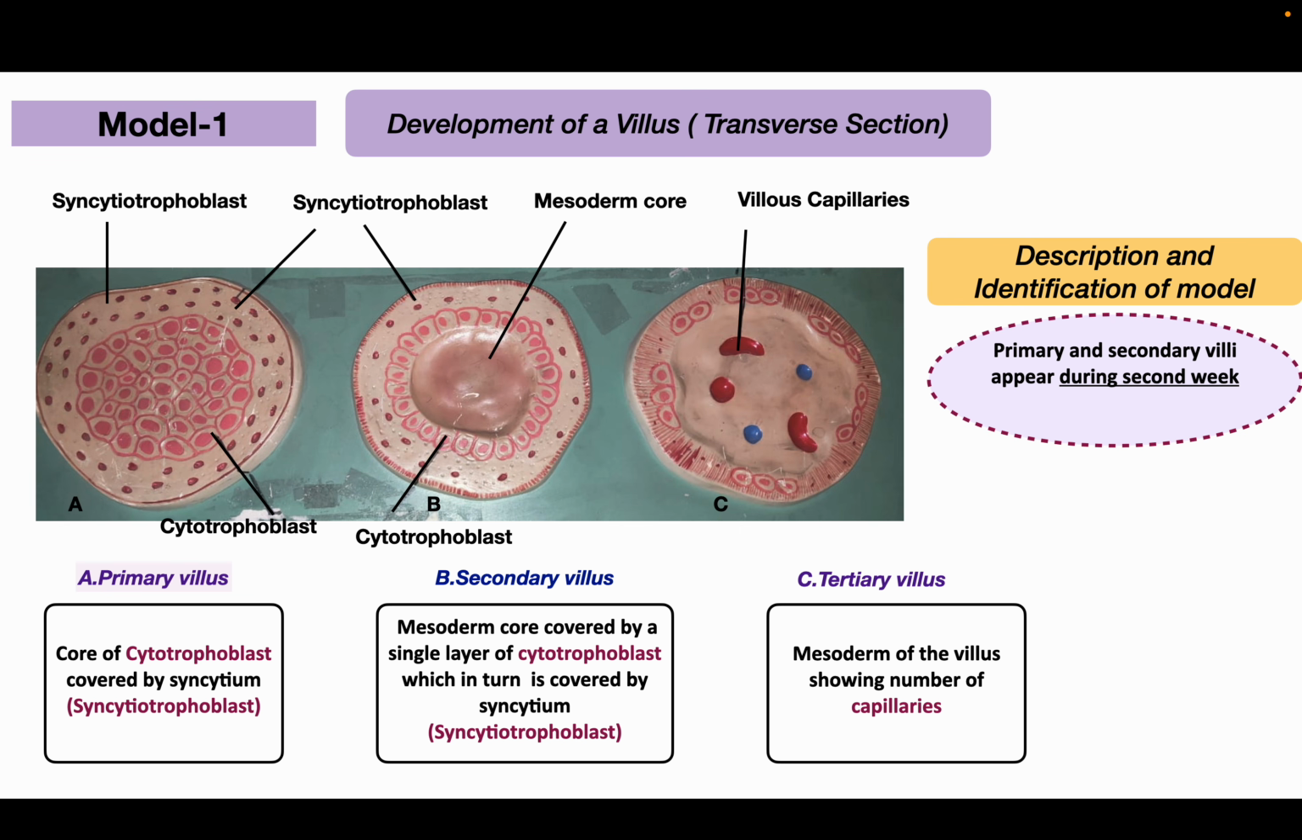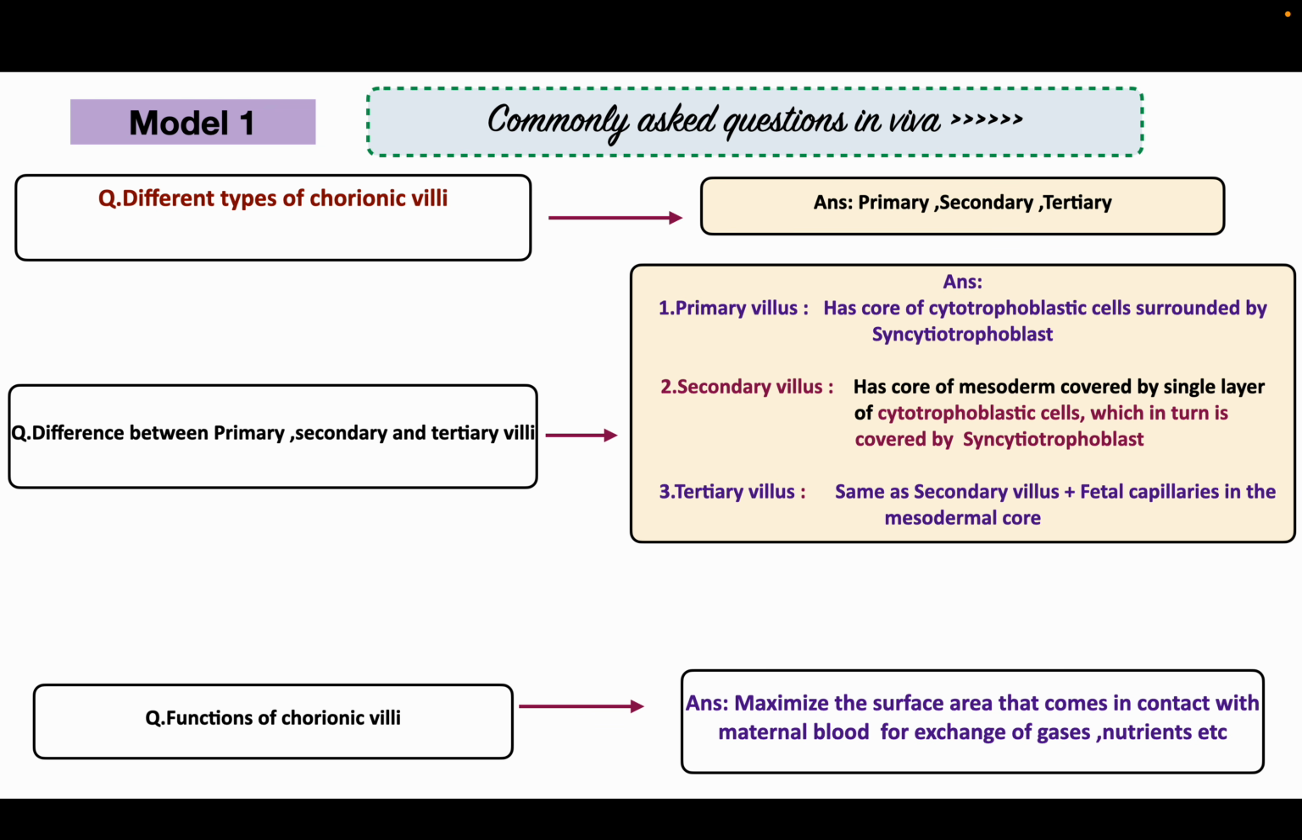First and second, or primary and secondary villi, they appear during second week, and the tertiary villi appear during the third week. So what are the important questions which can be asked on this model is, what are the different types of chorionic villi? Your answer will be primary, secondary and tertiary. So what is the difference between primary, secondary and tertiary?